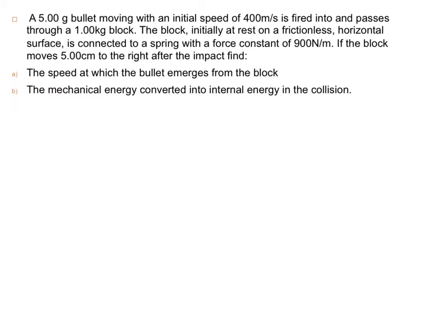Again, with a problem like this, it's difficult to imagine, so it's important to draw a picture. Again, you have a bullet, you have a block, and it's attached to a spring. So we can assume that this situation is going on. What's happening at the beginning is we know that this bullet has an initial velocity of 400 meters per second. Once it collides with the block, it's going to collide inelastically.